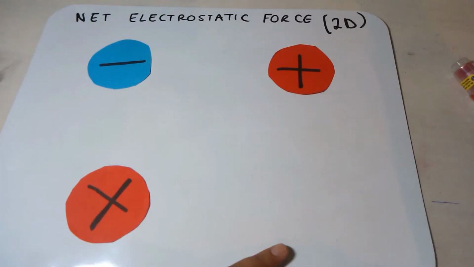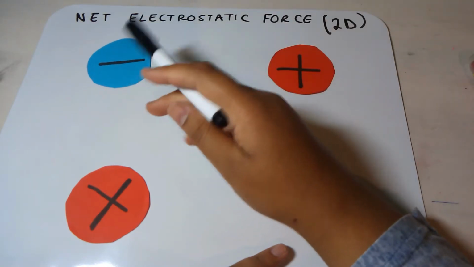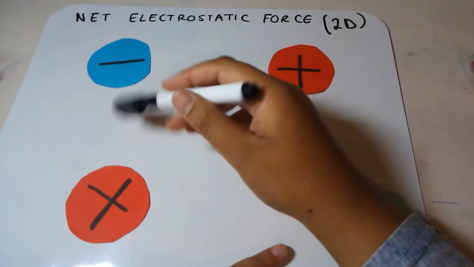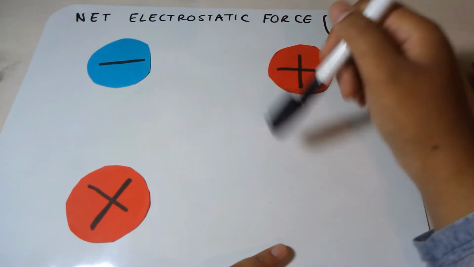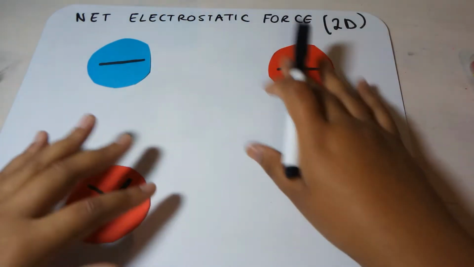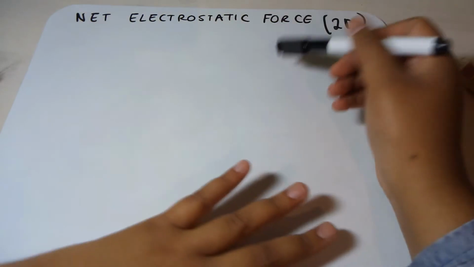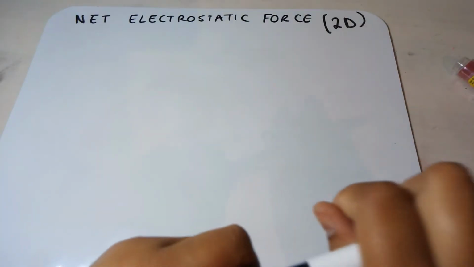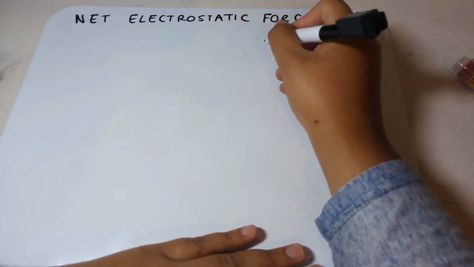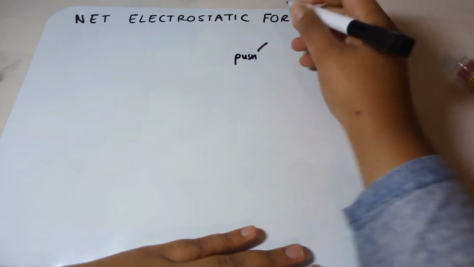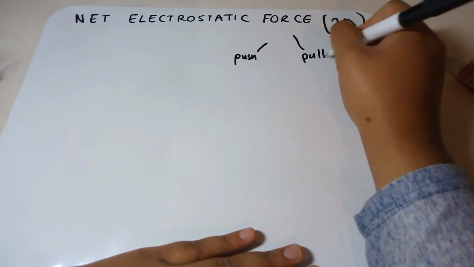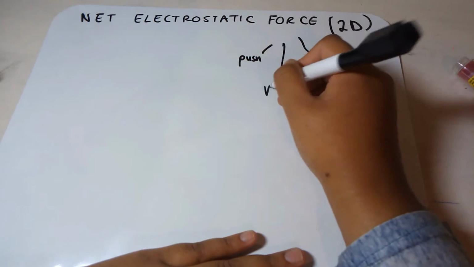In this video, we are going to determine the net electrostatic force of a charge when the other charges are affecting it at the points of a right-angled triangle. But before we do that, let's discuss a force in more detail. As you will recall, a force is either a push or a pull. A force is also a vector.